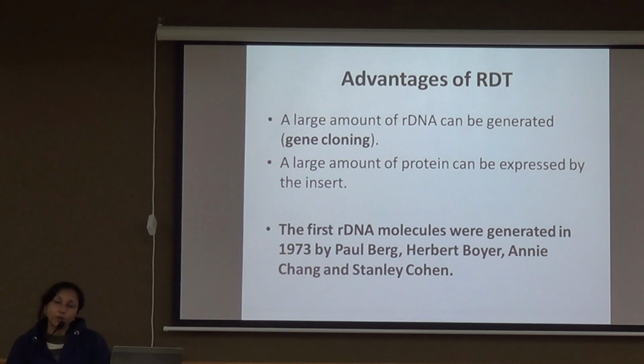What are the advantages of recombinant DNA technology? A large amount of recombinant DNA can be generated, that is gene cloning as we just discussed, and a large amount of protein can be expressed by the insert. As we just discussed, in the case of diabetic patients, we need the insulin hormone and not the insulin gene to be injected into the patient. So the hormone has to be expressed, and this is what we do in recombinant DNA technology. The first recombinant DNA molecules were generated in 1973 by Paul Berg, Herbert Boyer, Annie Chang and Stanley Cohen.